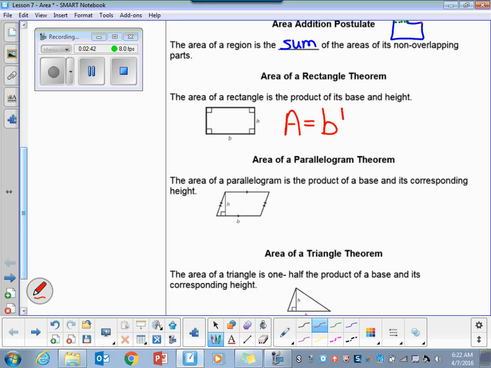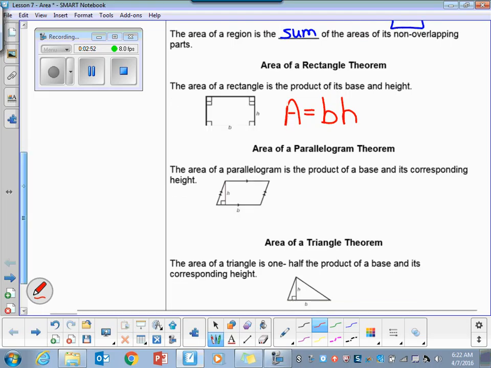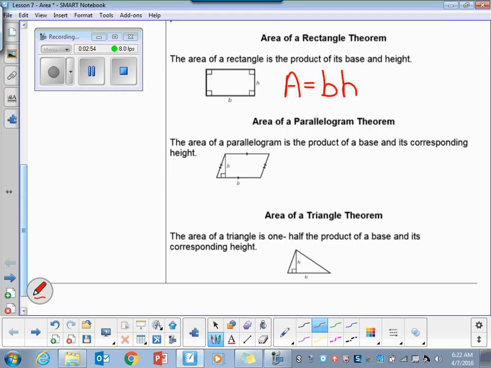Now we have the area of a rectangle, and the area of a rectangle, capital A, is the product of the base times the height, lowercase b, lowercase h. Remember that base and height have to be perpendicular to each other. The area of a parallelogram, capital A, equals the product of the base and the height, lowercase b, lowercase h. Again, base and height have to be perpendicular. So in a parallelogram that is not a rectangle and not a square, height cannot be a side.